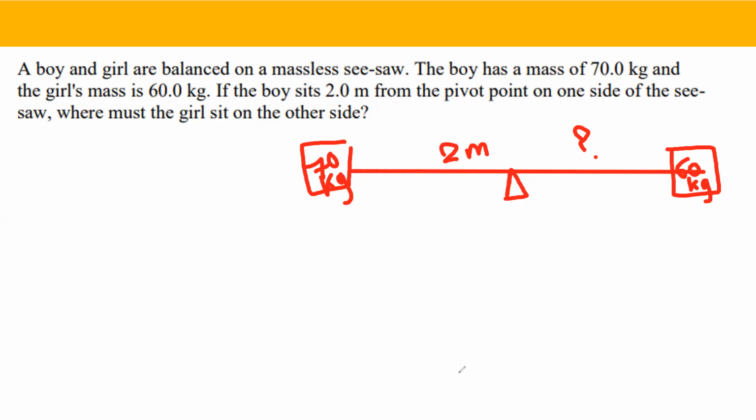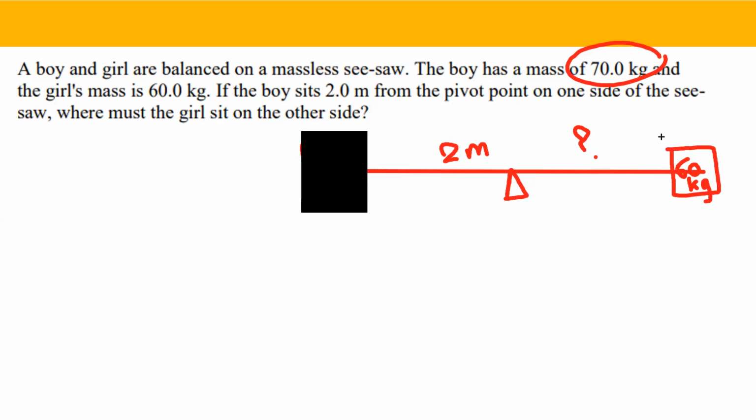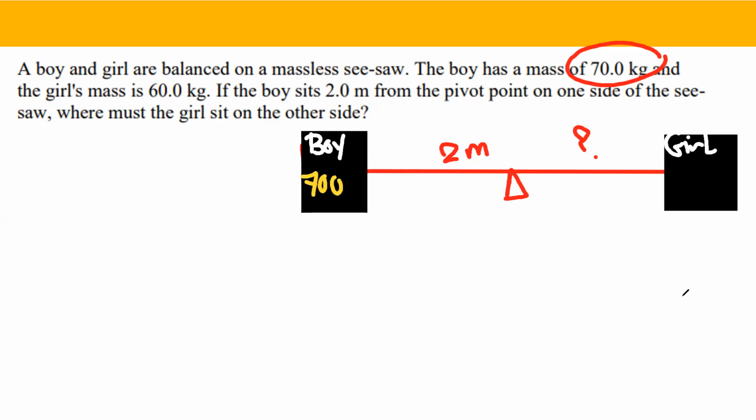Before that, what did they give you? They give you the mass of the boy. But since we need to find the torque, we don't need the mass. We need the weight. So we'll multiply 70 times 10. So the weight of the boy, this is the boy, and this is the girl. The boy here will be 700 because I multiply 70 times 10. And the girl will be 600 because I multiply 60 times 10.